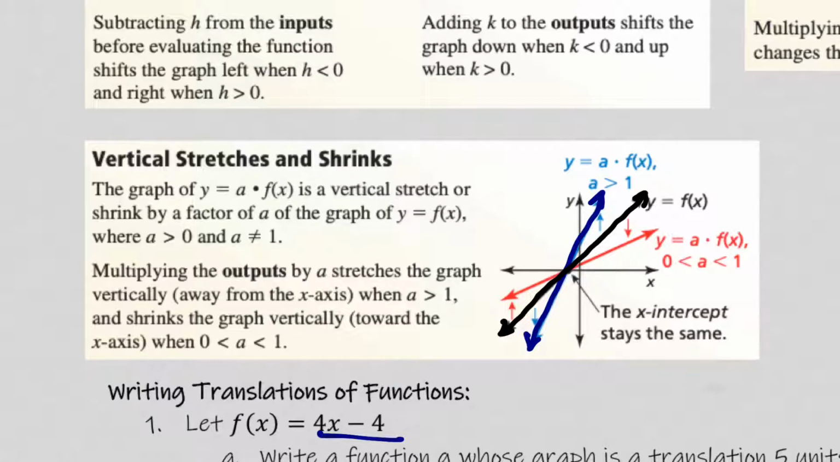Now it's a shrink if a is between 0 and 1. Notice a is never negative. The negative just deals with reflection. It is not the stretch or shrink portion. So if a is a decimal or a fraction between 0 and 1, it's going to flatten out and get closer to that x-axis. And notice this has a multiplying a function.